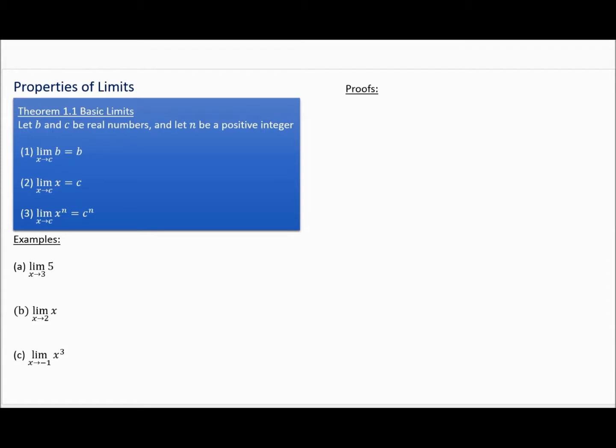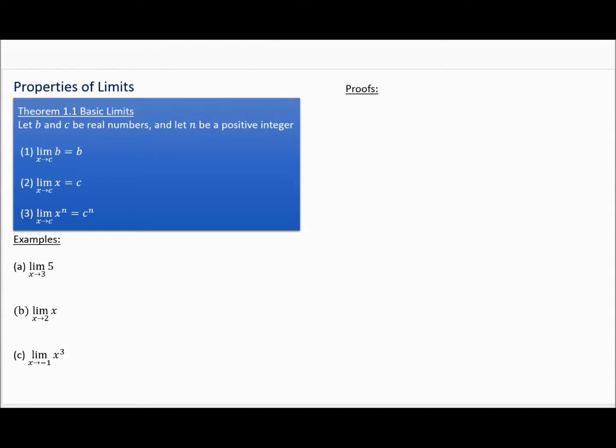So notice it says Theorem 1.1, basic limits. Let b and c be real numbers. So b and c are just any number that you could think of as long as it's a real number, and n is going to be a positive integer. So notice the first one says if you take the limit as x goes to c of just a number, in other words, this is a constant function, your answer is going to be that number.